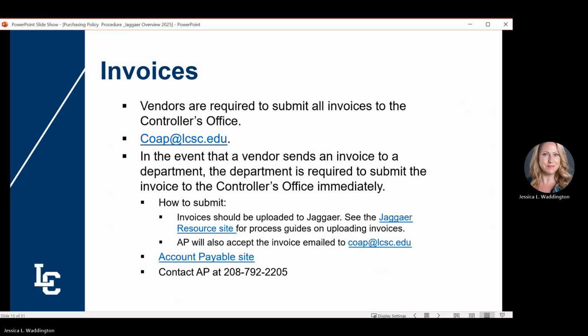Invoices. When you purchase with a PO, the vendors are required to submit their invoices to our controller's office at the email address noted here. In the event that a vendor sends you an invoice, you're required to submit the invoice to the controller's office immediately for processing. You can submit that invoice by uploading it to Jagger or by emailing it to accounts payable at the email address here. You can contact accounts payable and view their website at the link and contact information listed.